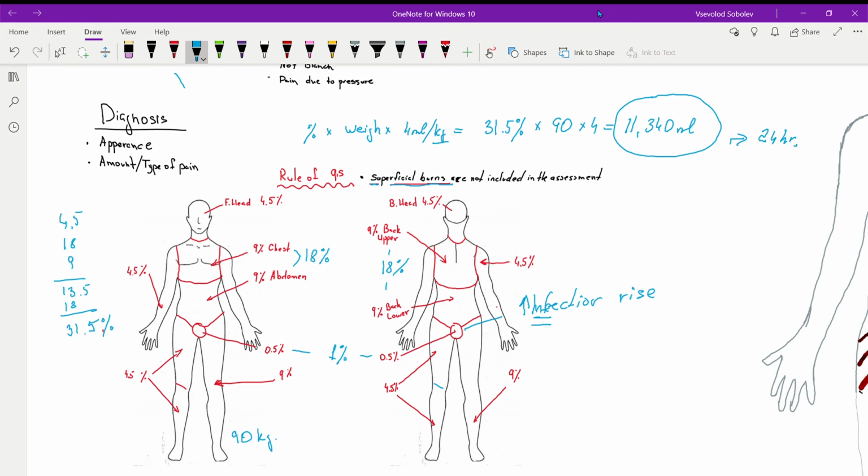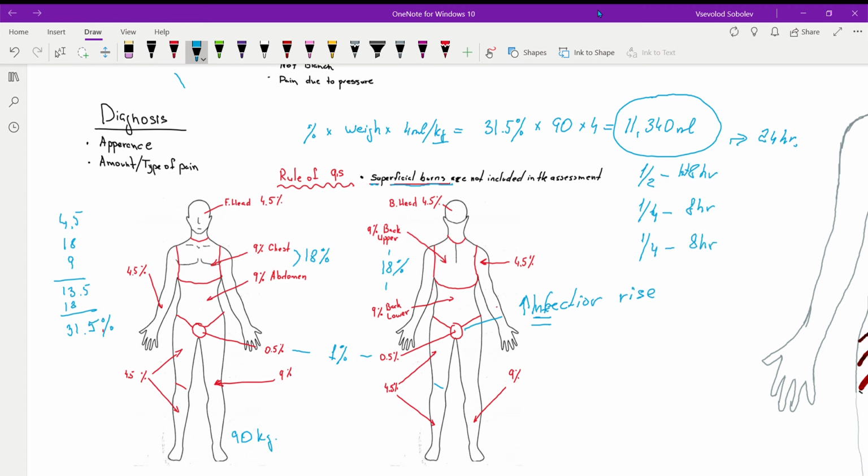And this is milliliters. It's like 2 gallons, right? Almost 3 gallons of water will have to run into them. And you will run half in the first 8 hours. You will run the second half, the remaining half, which is like 1/4, in the next 8 hours, and the remaining 1/4 in the last 8 hours.